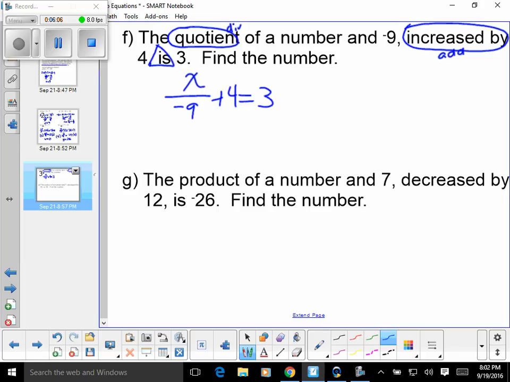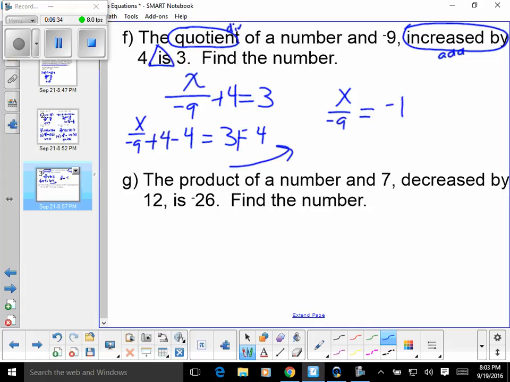Now from here, the solution is just like we've had it on the prior couple of pages. So x over negative 9 plus 4 minus 4 equals 3 minus 4. I'm out of room, so I'm going to have to go over here. Sorry, folks. x over negative 9 equals, remember this is subtraction, add the opposite, negative 1. Multiply both sides by that negative 9, and sure enough, x is going to equal a positive 9.